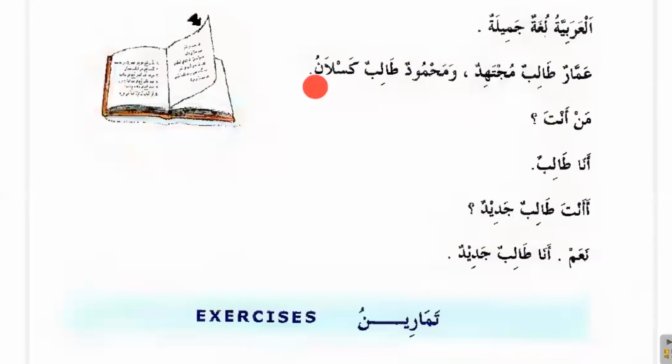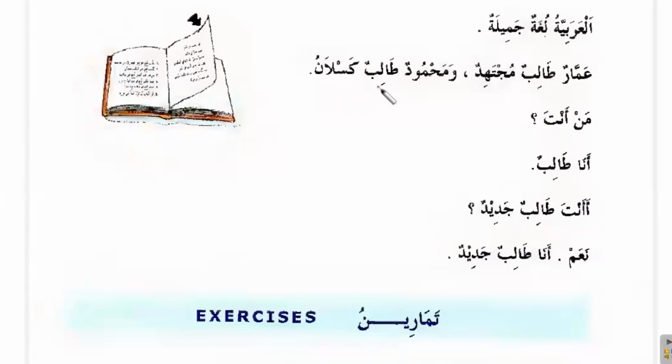So don't be kaslanu. "Man anta?" Who are you? "Ana talibun." I am a student. "Anta talibun jadidun?" Anta, so hamzatul istifham, alamatul istifham, you can remember. Are you a new student? Jadidun means new. "Naam, ana talibun jadidun." Yes, I am a new student. So na'at, man'ut.